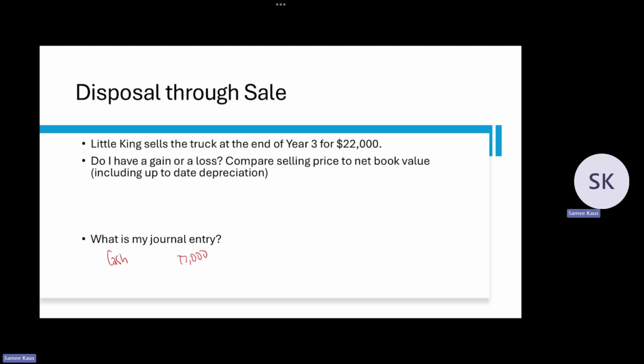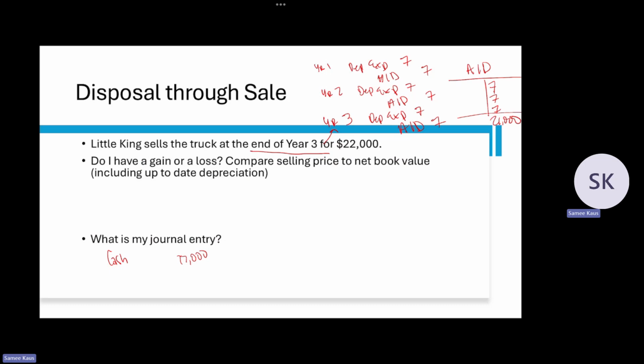So I sell it at the end of year 3. That means in year 1, I had depreciation expense and accumulated depreciation of 7 and 7. At the end of year 2, I had depreciation expense and accumulated depreciation of 7 and 7. Now at the end of year 3, I got to make sure this is up to date. So I got to take more depreciation expense and accumulated depreciation of 7 and 7. So my total accumulated depreciation on this truck is going to be $21,000.